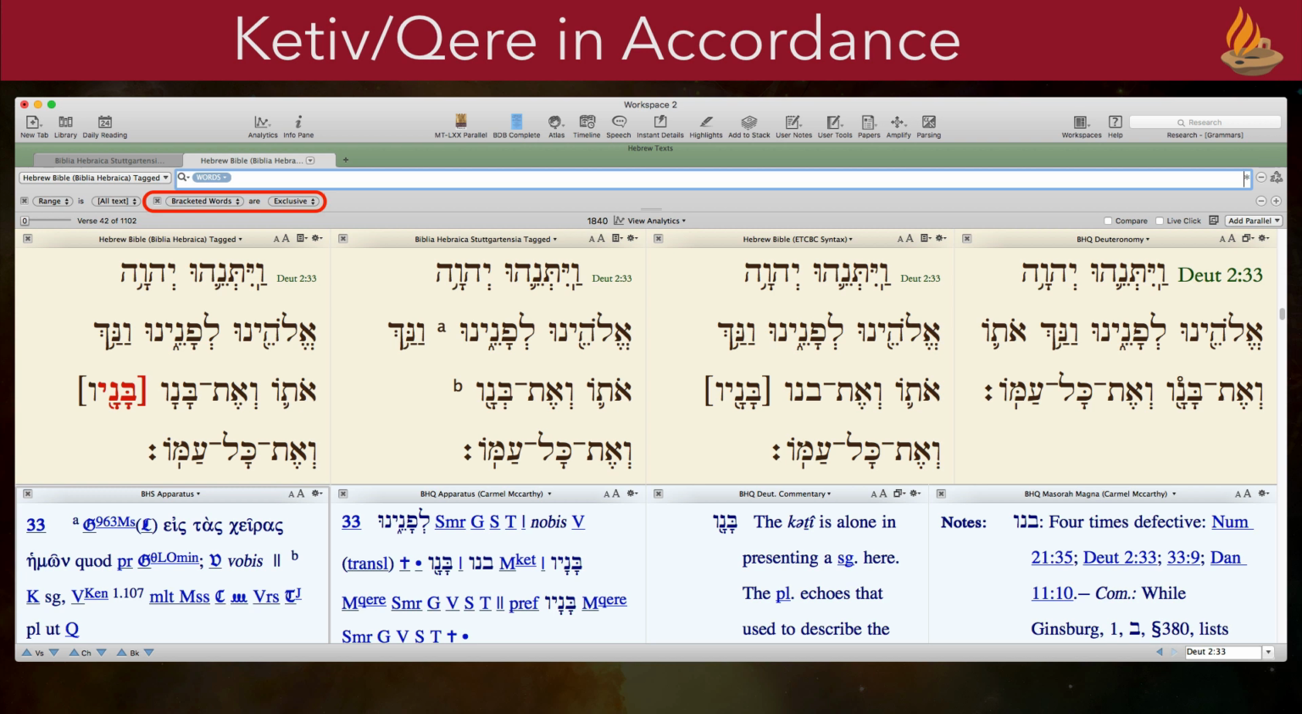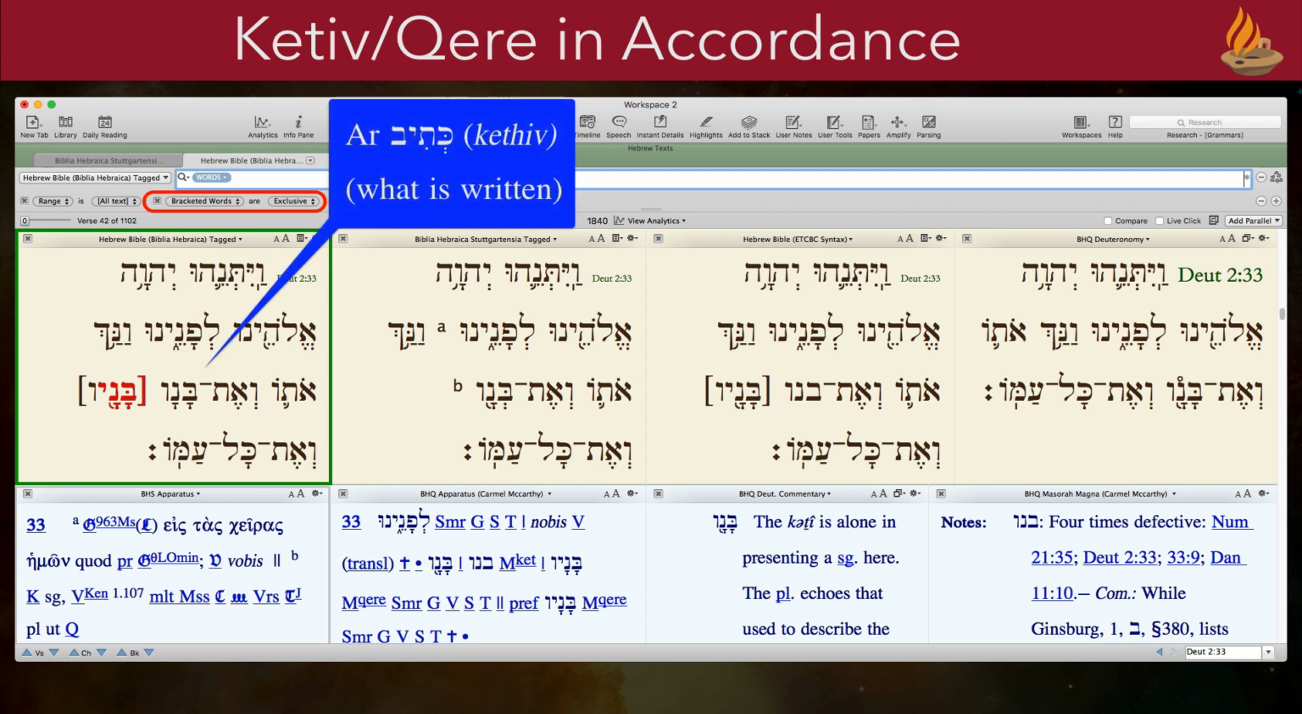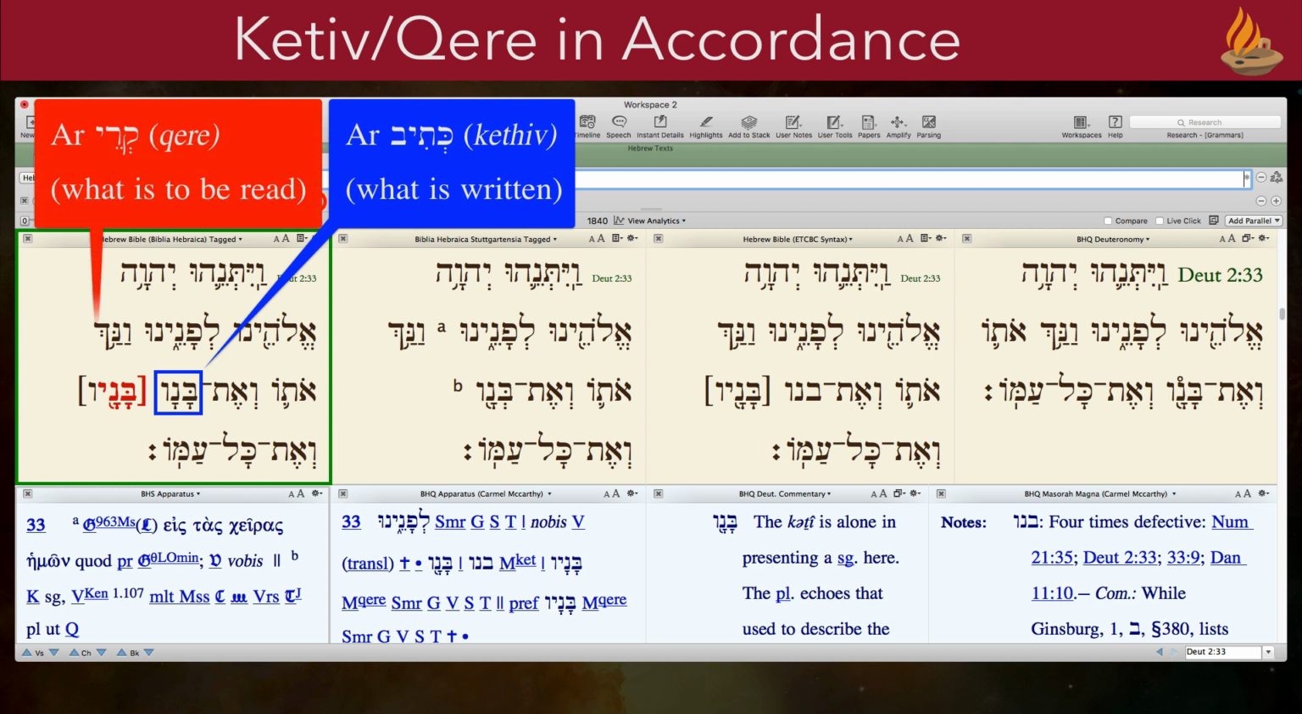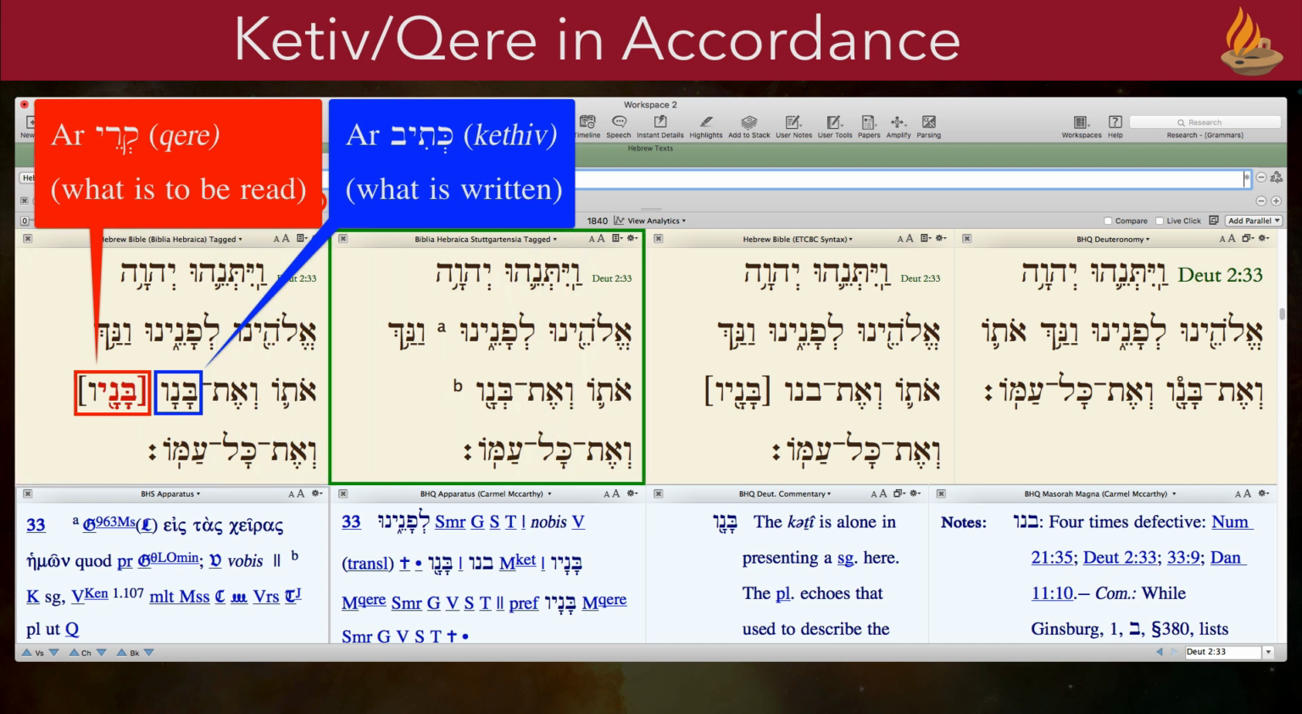The text on the left is Accordance's standard HMT-W4, which comes without an apparatus. It includes the Ketiv, followed immediately by the Qere in square brackets. Both are vocalized. This method makes it easy to read the text and easy to find all instances of a word, including both classes of words. However, those doing statistical analysis need to be aware that Accordance counts both words, unless we add the search condition, exclude bracketed words.